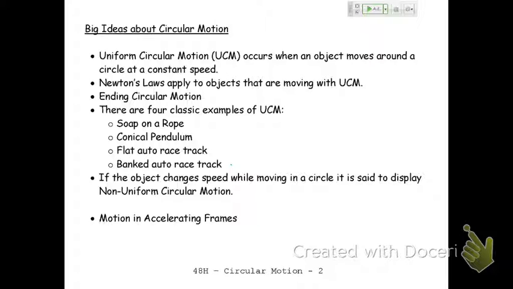So the big idea is uniform circular motion, UCM. Uniform circular motion occurs when an object moves around a circle at a constant speed. So when you just spin something at a constant speed, it's uniform circular motion. We really like that because it turns out that the mathematics that we develop for uniform circular motion is directly applicable to the mathematics we need for wave physics.